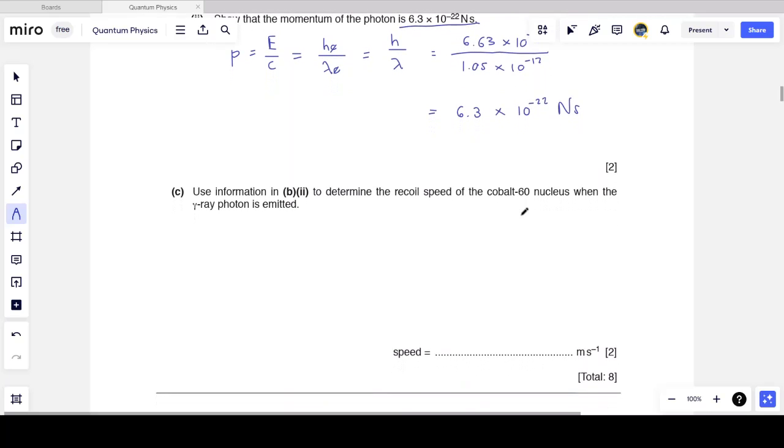Next, we are asked to use the information in B2 to determine the recoil speed of the cobalt nucleus when the gamma ray is emitted.